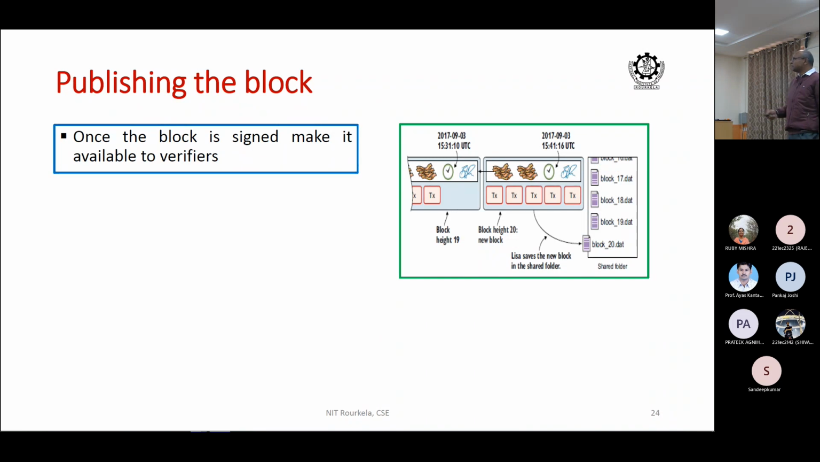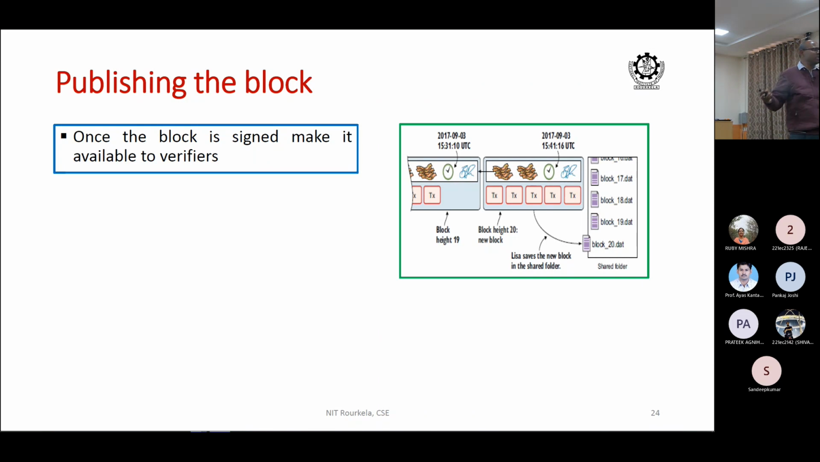Once the block is signed, it is available to all the verifiers. So you sign it, the block is published. Now, once the block is published, the block is not going to be added to the chain immediately. Others in the network have to accept that this is an acceptable block.